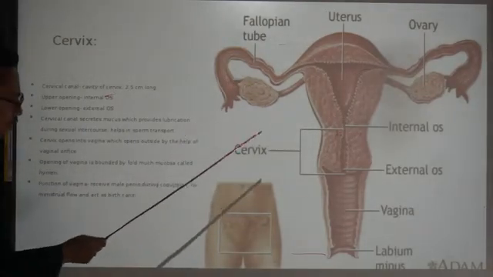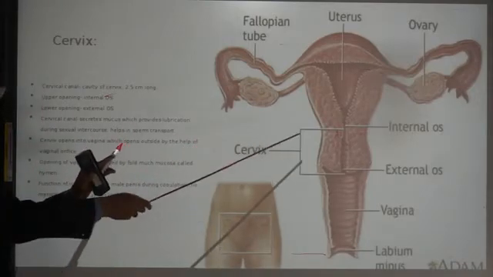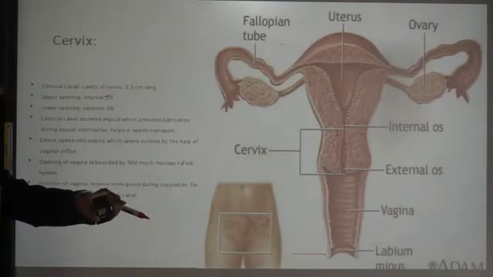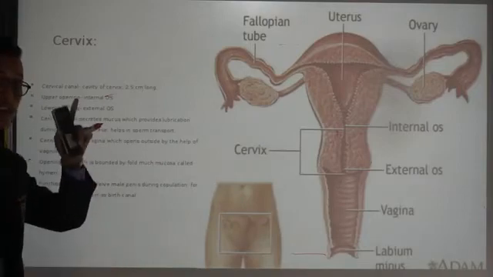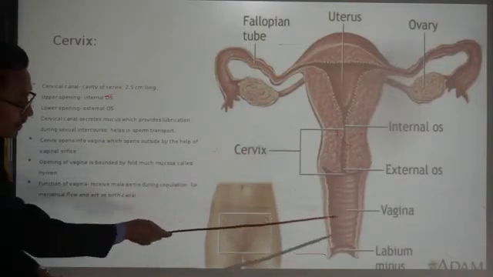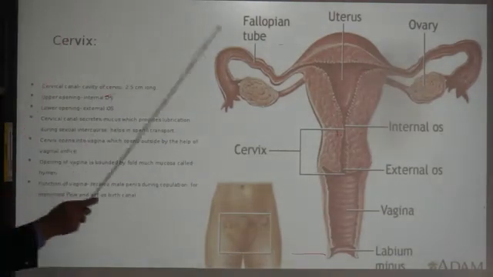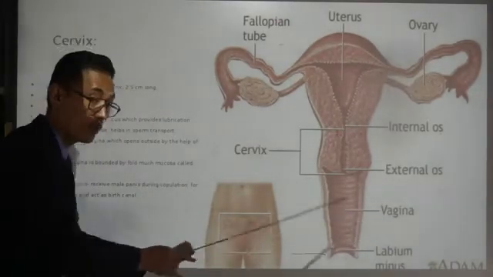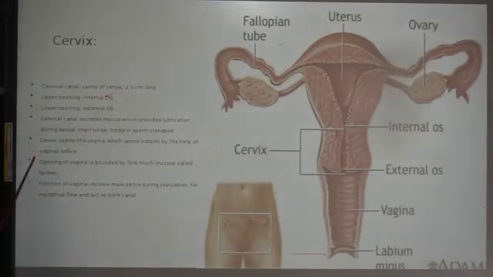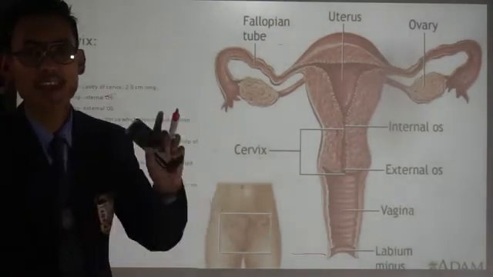Look over here. For the cervix, we have mentioned two functions already. First, it produces mucus to provide lubrication. Second, it helps in the transport of sperm. Now this cervix opens into the vagina by the opening called the external os or external orifice. The vagina opens to the outside by the vaginal orifice, the opening of which is bounded by the fold of mucus called the hymen.